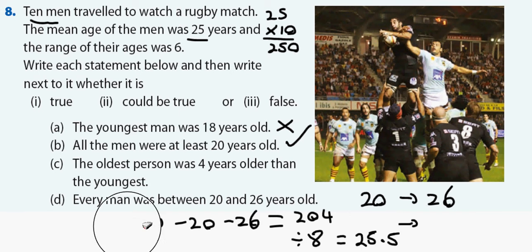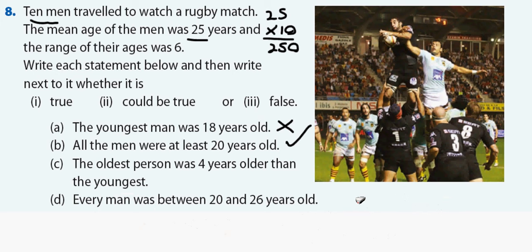Next one. The oldest person was 4 years older than the youngest. Okay, so 4 years older than the youngest. That's false because the range is 6 years, so it can't be 4 years, it has to be 6 years. Every man was between 20 and 26 years old. That is also false.